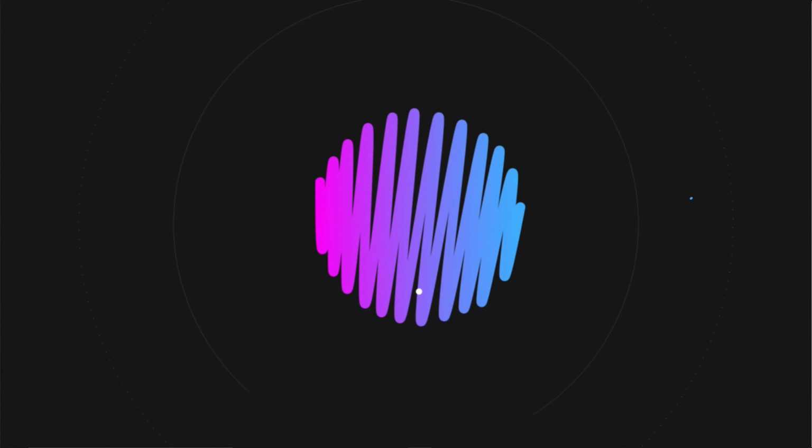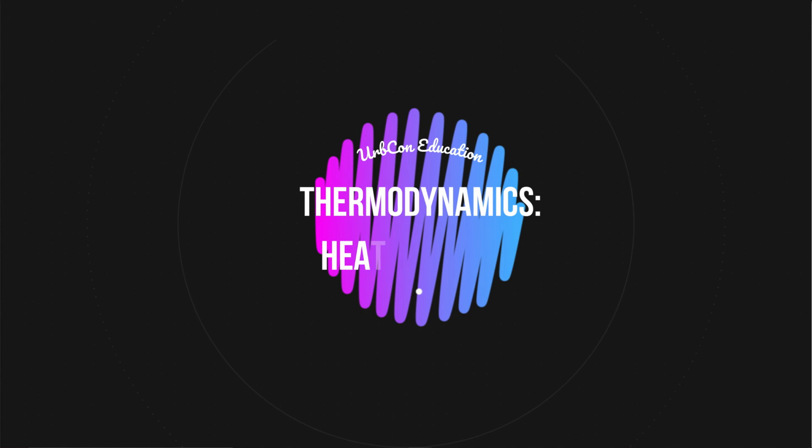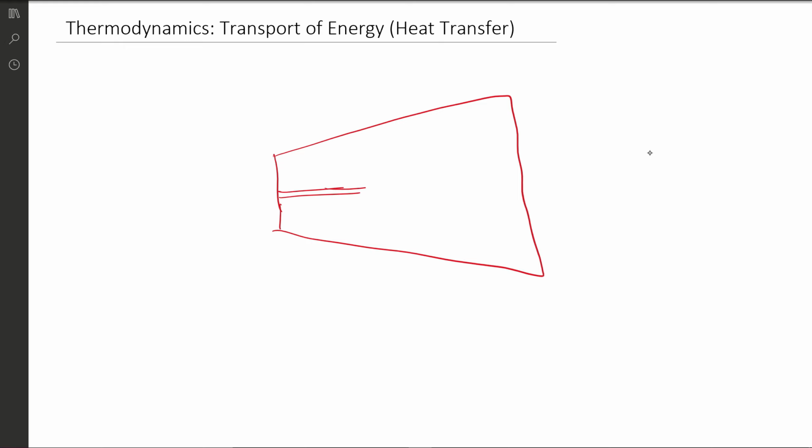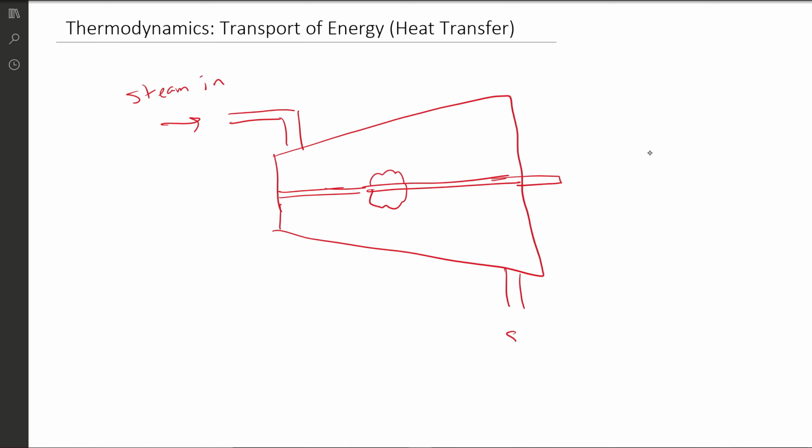Hey everyone, in this mini lecture we're going to look at the transport of energy and specifically heat transfer in just a moment. First, I want to look at a quick diagram. This is going to be the diagram of a turbine, with turbine blades. So here it is, a rough diagram. And here we have steam going in. So I'll say steam in right there, and right here we'll have steam out.